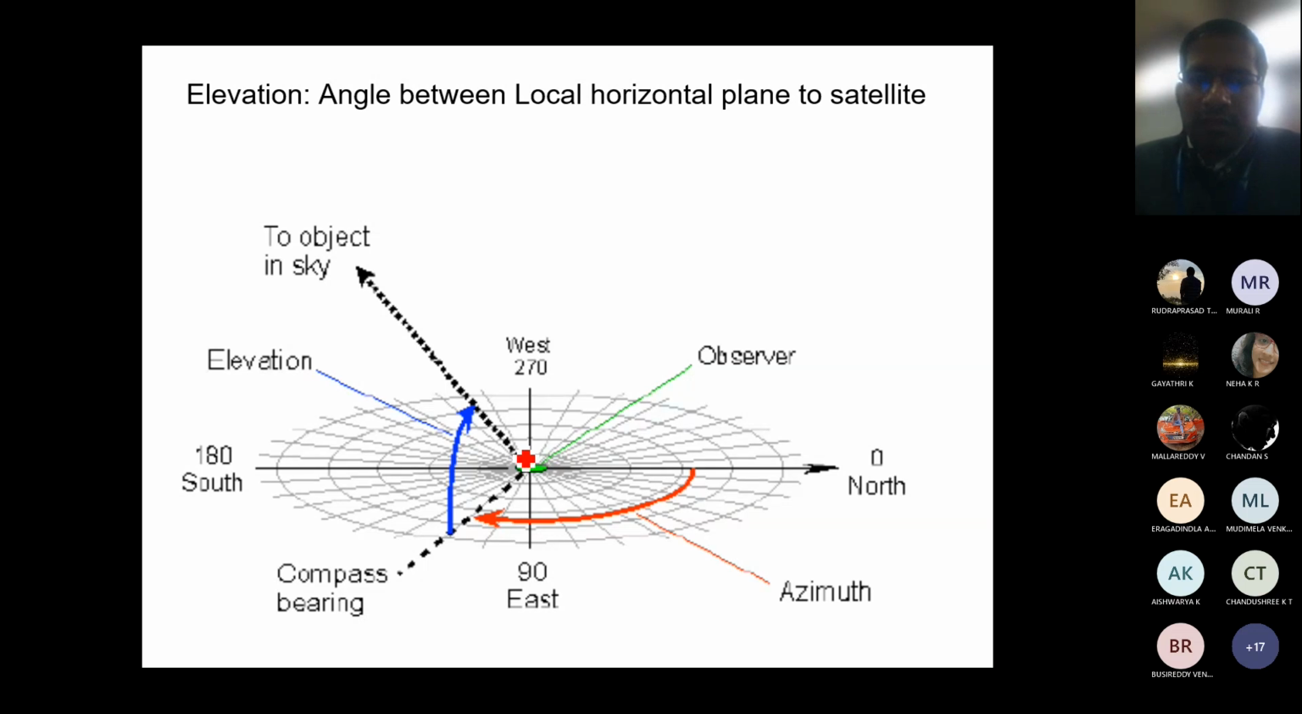All right, so what is elevation? Elevation angle is the angle of inclination. That means from the plane, how much angle the satellite is making towards the center. So this angle is called the inclination angle.